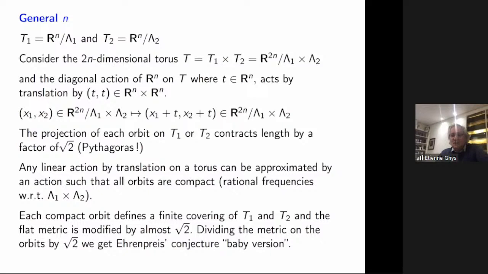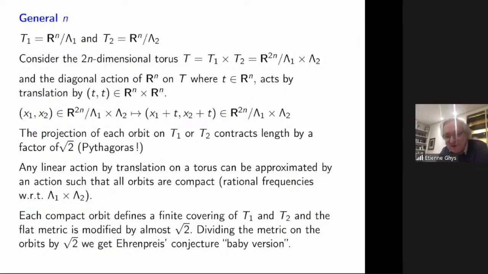We construct a new linear action of Rn on this 2n-dimensional torus, which is such that all the orbits are closed. This is very easy. You just choose rational frequencies. So this n-dimensional linear action of Rn can be approximated by a rational action of Rn on the 2n-dimensional torus, and each compact orbit, when you project it on T1 or on T2, is equipped with a flat metric. And the flat metric is almost multiplied by square root of 2, because the original action had this square root of 2 dilation. So if you divide the metric by square root of 2, you get the Ehrenpreis conjecture in the baby version.